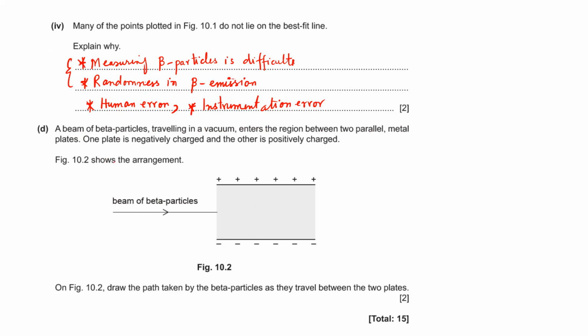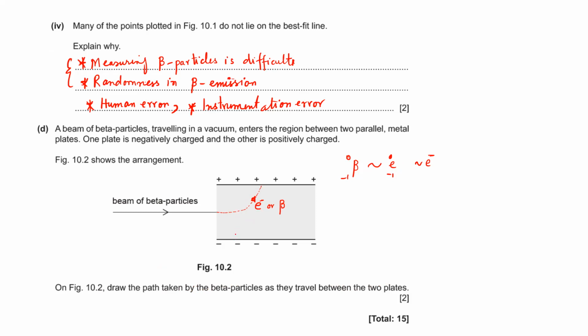two parallel metal plates. One plate is negatively charged and the other is positively charged. Remember, beta particles, 0 minus 1, are equivalent to electrons, and electrons are negatively charged particles. So beta particles will move upwards towards the positive plate. You can call it electron or beta particles. So this is how this will look. Draw the path taken by the beta particles as they travel between the two plates.